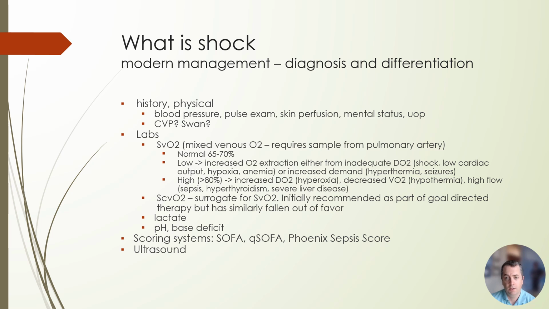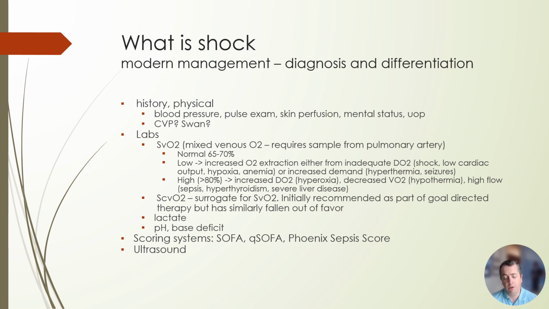But when you were getting it, you were getting these values, and normally it's in the 65 to 70 range. And if it was low, you had increased oxygen extraction, either from inadequate delivery of oxygen, from a state of shock, low cardiac output, etc., or from increased demand, as in hyperthermia or seizures. And if the SvO2 is high, meaning there's more oxygen in that venous sample than there should be, you either had super delivery of oxygen or some high flow state with dysregulated oxygen uptake like sepsis or hyperthyroidism, etc.